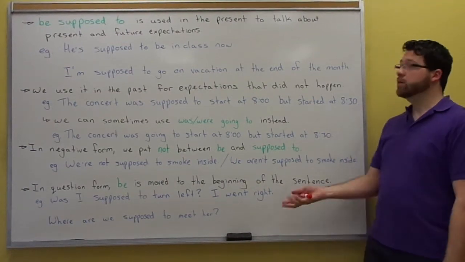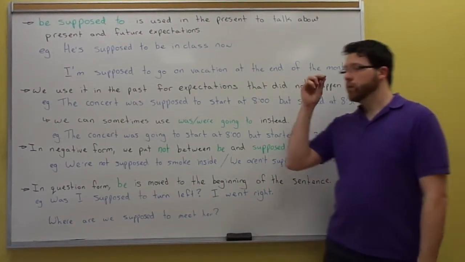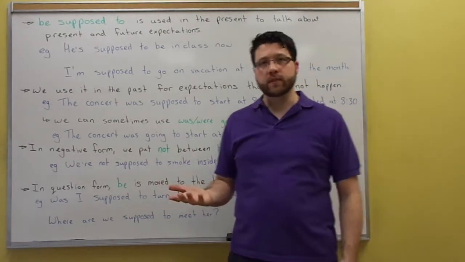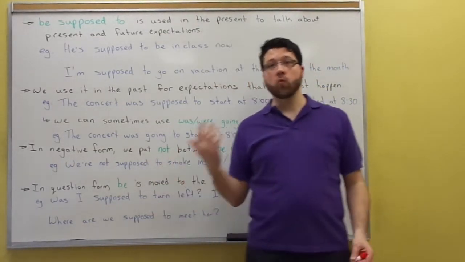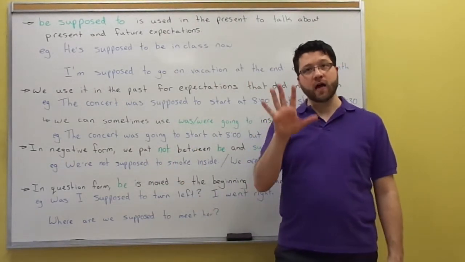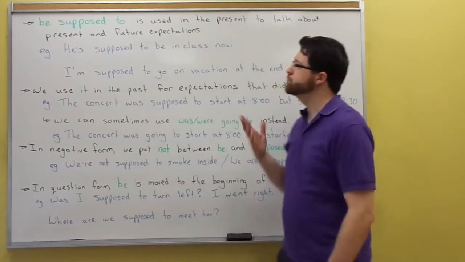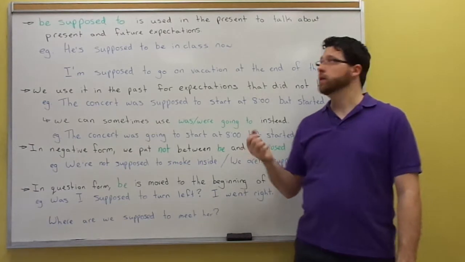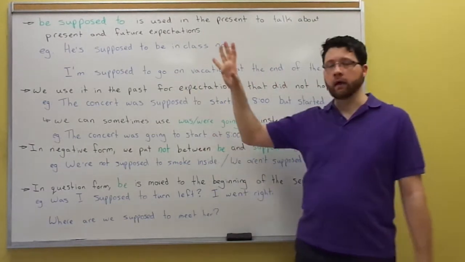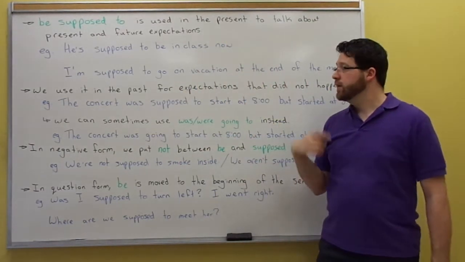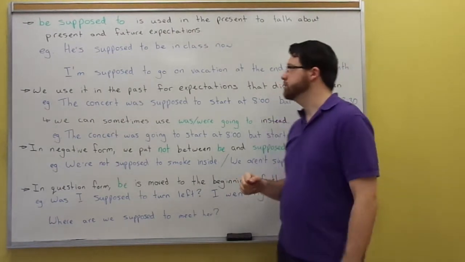All right, welcome back. So we've talked about the form of be supposed to and where we use it, or the 5 different types of expectations we can talk about. Now we're going to look at using be supposed to in different tenses and also question form.